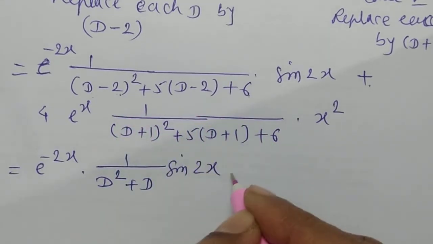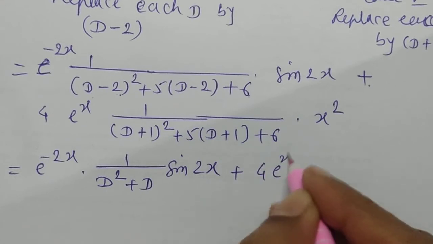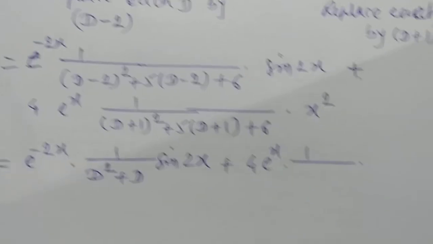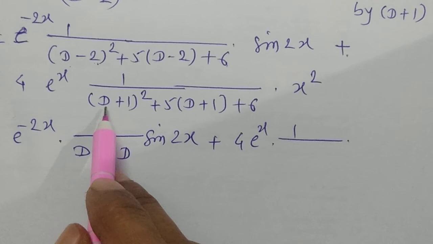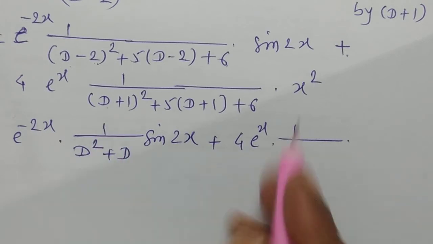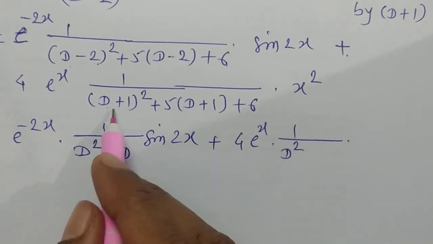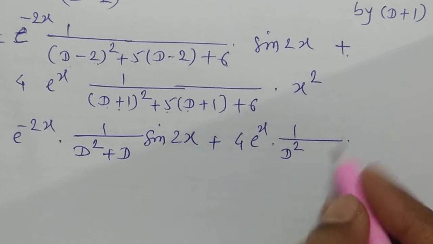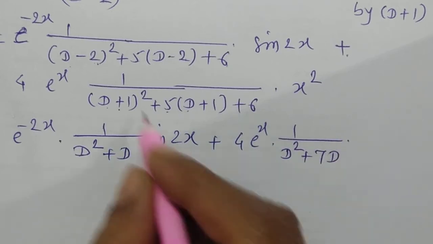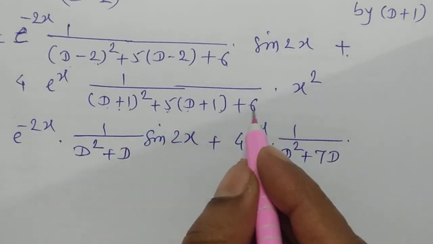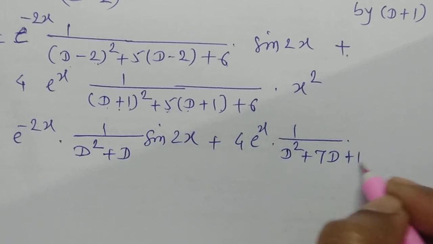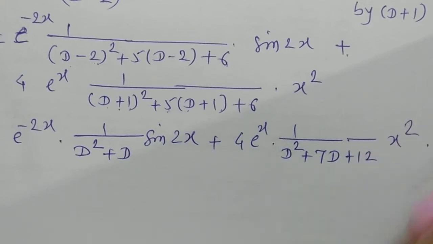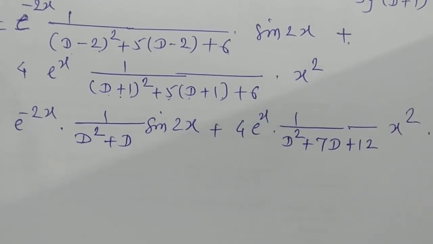plus the second term 4 e raised to x into 1 upon, here also expand it, it is D square, first term, middle term is twice D, plus 5D, that is 7D, plus 1 plus 5 plus 6, that is plus 12 of x square. So this is the simplification for the exponential terms. Okay, half part of PI is done.